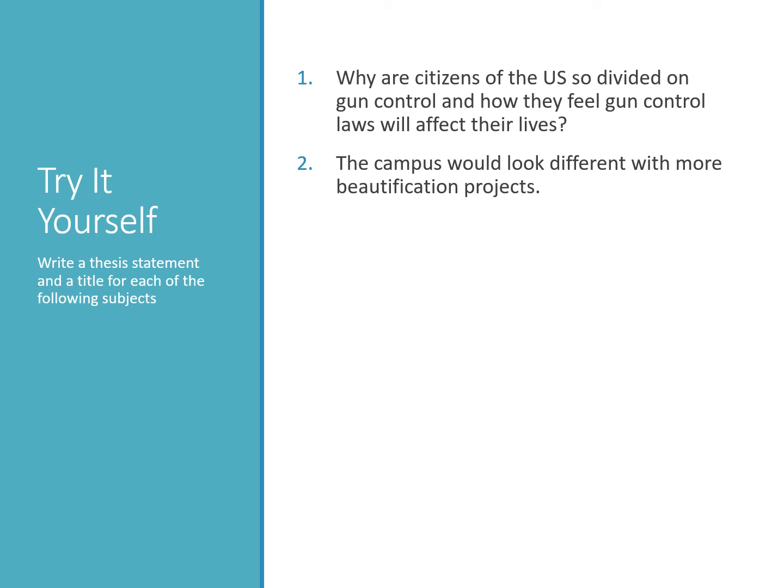And the second one is a statement. The campus would look different with more beautification projects, but it doesn't tell me about the direction, right? How would the campus look different? Of course it would look different. Would it look better or worse? So you need to make sure that your thesis statement is making a clear argument about the direction of the effect. So again, please pause the video and make an attempt to rewrite these as a strong thesis statement.